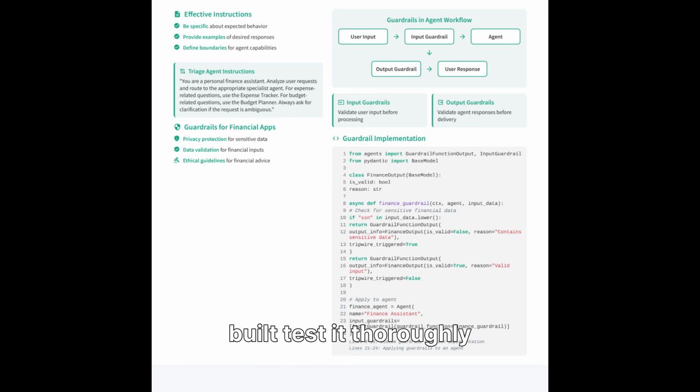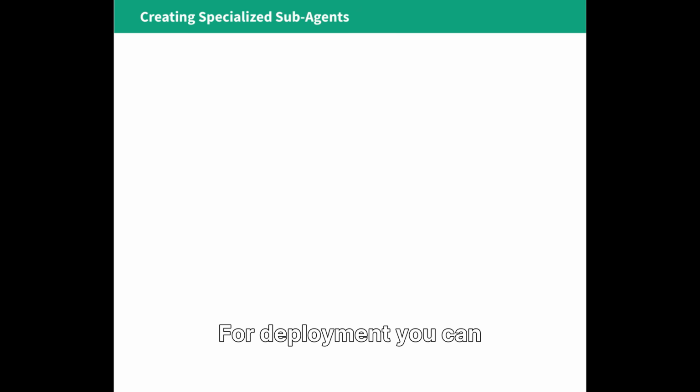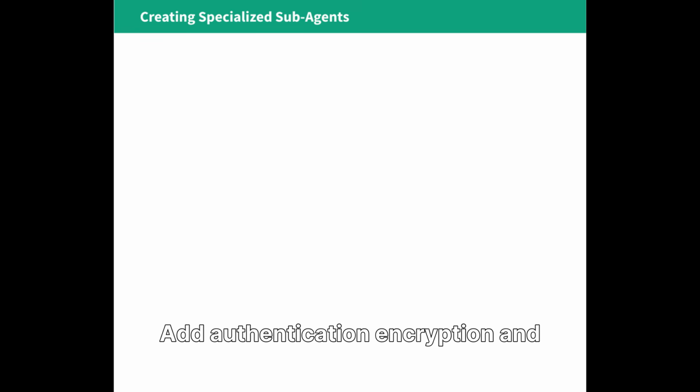Once your agent is built, test it thoroughly, from individual tools to full workflows. Use integration tests to check agent handoffs and logging to debug routing logic. For deployment, you can run locally, host on AWS, Azure, or GCP, or expose it via Flask as a REST API. Add authentication, encryption, and backups for production readiness.